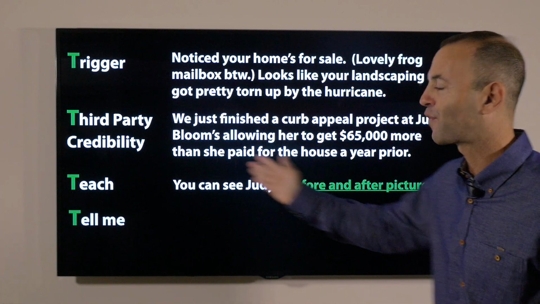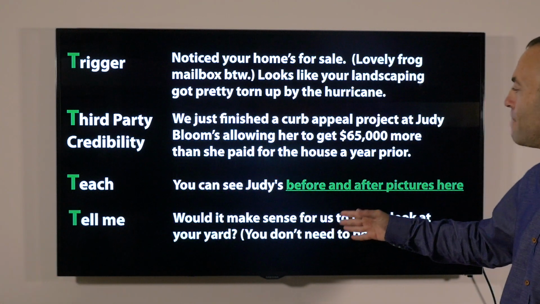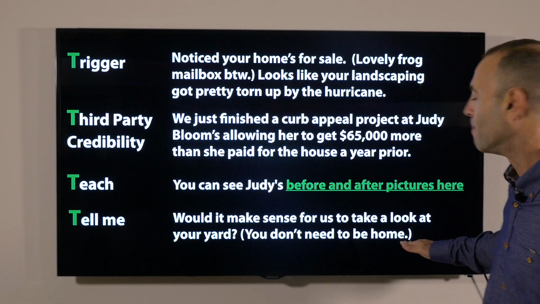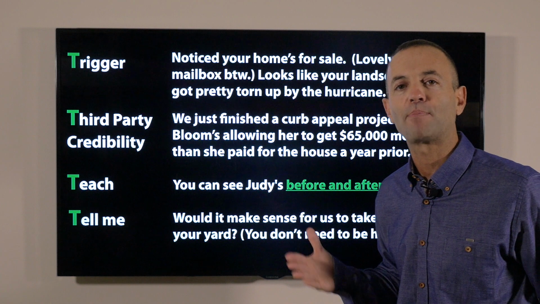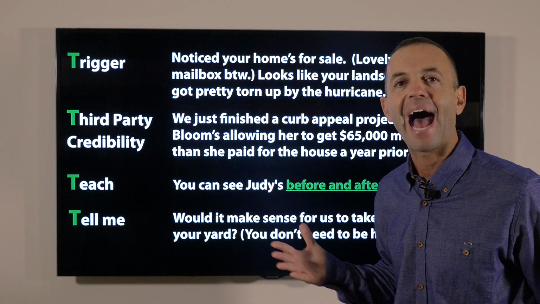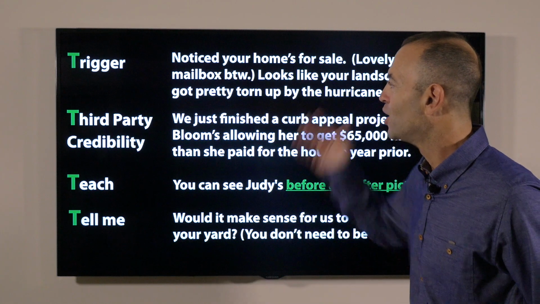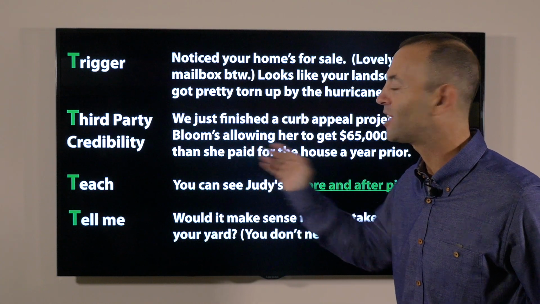And the last T stands for tell me. Tell me, would it make sense for us to take a look at your yard? You don't even need to be home. Don't ask your prospects for 45 minutes of their time. Ask if it sounds interesting or if they'd like to learn more. So those are the 4 T's: trigger, third-party credibility, teach, and tell me.